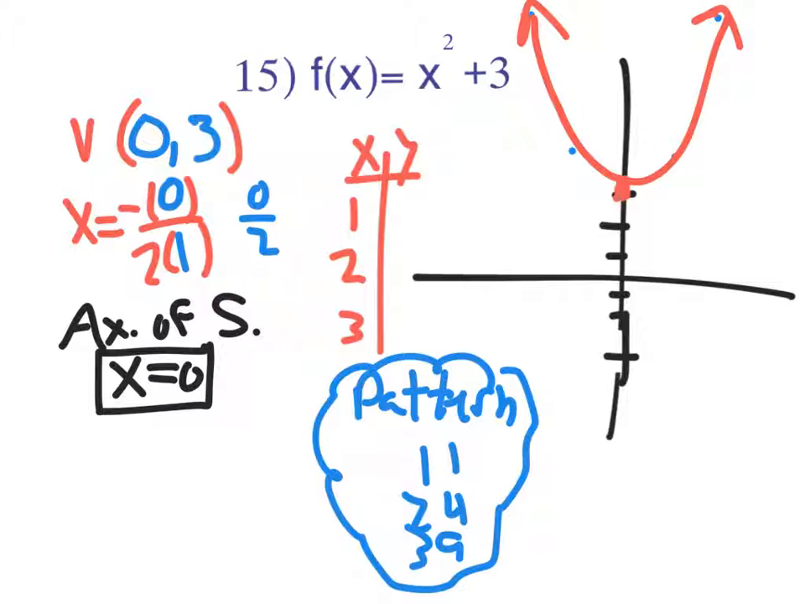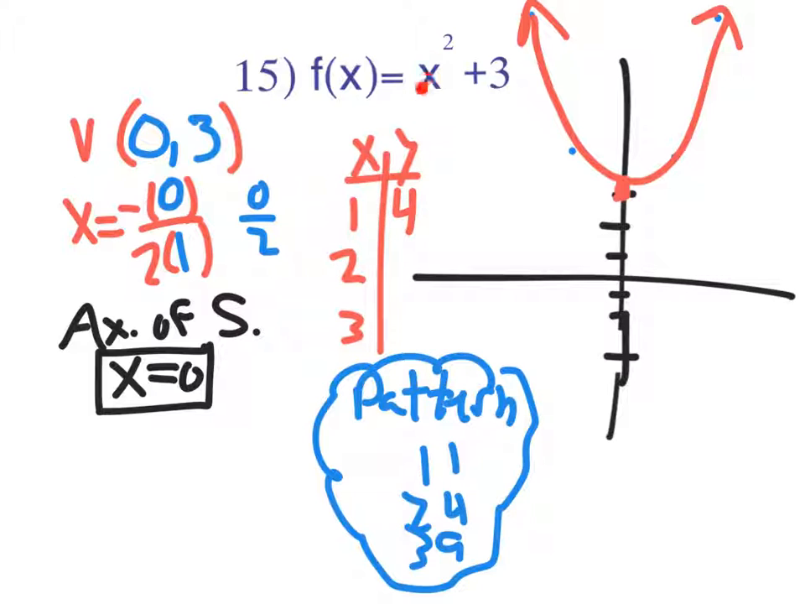Now let's say you did want to use an XY table. That's totally fine. It's up to you whether you want to use an XY table or if you want to use the pattern when your a value is 1. So if you did want to plug in 1, go for it. Plug in 1. 1 squared is 1. 1 plus 3 is 4. That's right, 4.